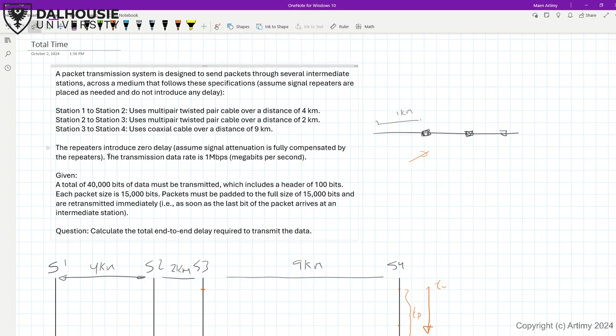Now let's take a look at the third paragraph. Also, the repeaters introduce zero delay, assume signal attenuation is fully compensated by the repeaters. So this means that whatever attenuation happened, when it hits the repeater, everything goes back to where it was, right? And the transmission data rate is 1 megabit per second. So this is how many bits we send per second.